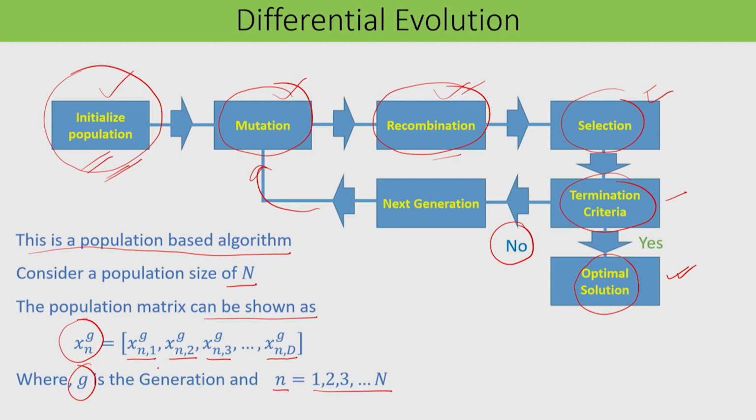And this runs 1, 2, 3 up to d, so we have d dimensions. I can say that it is a d dimensional problem. Small n is showing the population number, that means we have a total of n solutions in the population, and z is your generation.